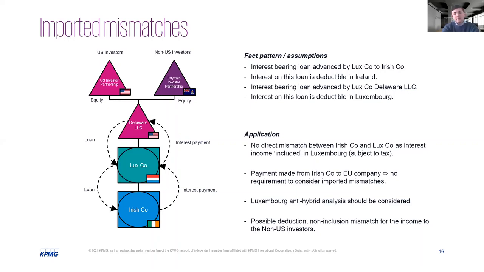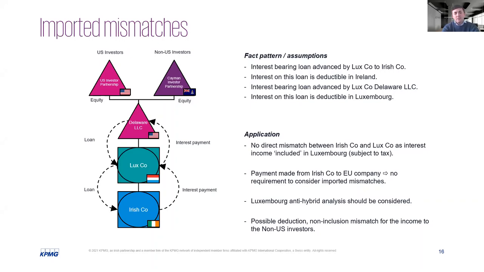We only really need to consider the direct mismatch provision. So do we have a mismatch on that payment from Ireland to Luxembourg? If we look at that, we have a deduction for the interest in Ireland, but that interest is subject to tax in Luxembourg. And so we don't have a deduction on inclusion mismatch outcome there. So from a direct perspective, we're okay.